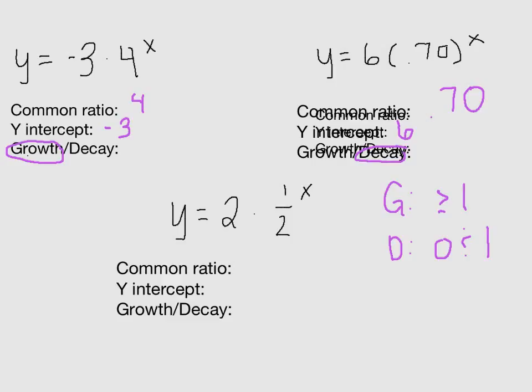In the third problem, my common ratio still is next to my exponent, so my common ratio is 1/2. My y-intercept is 2, and I ask myself, is my common ratio greater than 1? No, when I do 1 divided by 2, it's 0.5, so it is decay.